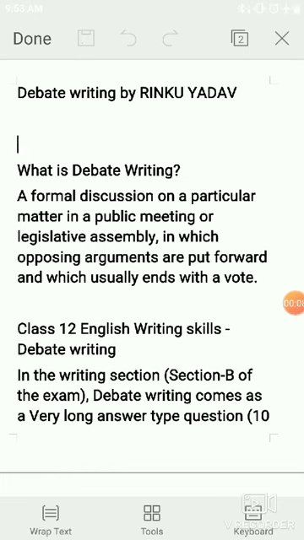Students, we already know what debate is. Now, first of all, we will discuss what a debate is. A formal discussion on a particular matter in a public meeting or legislative assembly, in which opposing arguments are put forward and which usually ends with a vote.